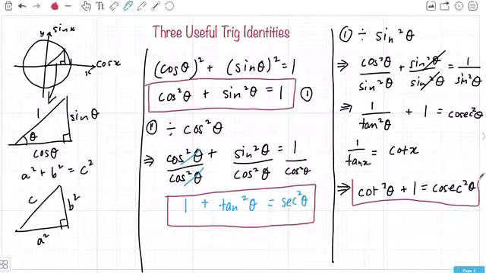So often if you see equations where you have to simplify and you've got maybe tan squared or sec squared or cot squared, etc., these are what you're going to be using. So whenever you see any of these terms squared, use one of these 3 rules to help you to simplify any trig that you come across.